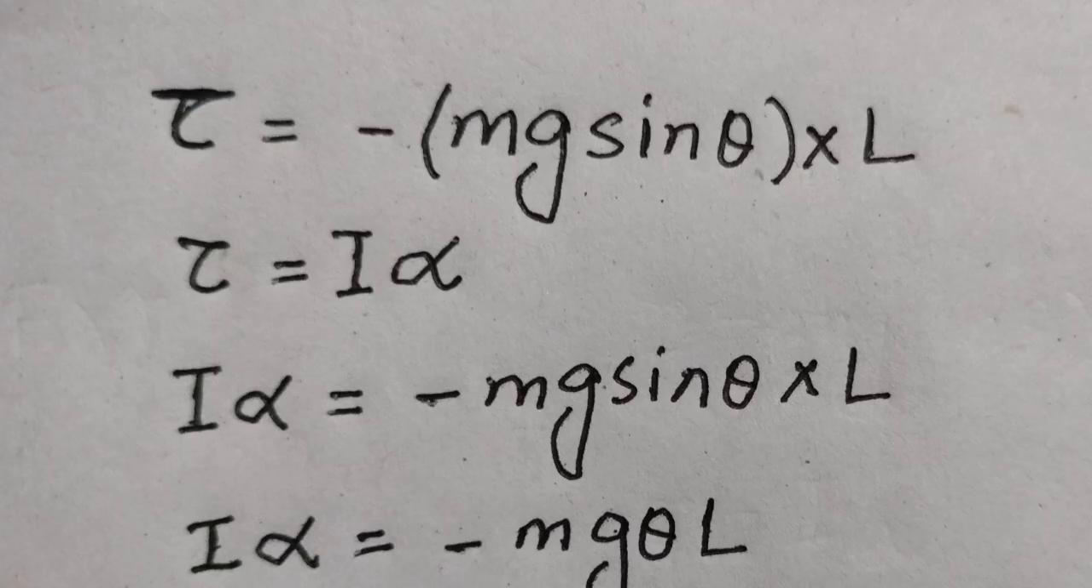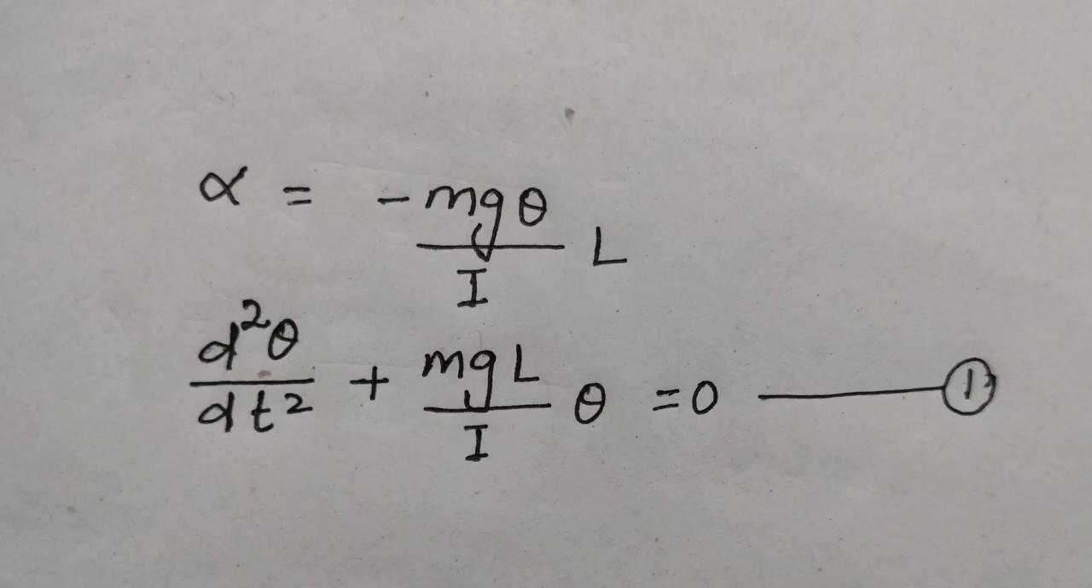Torque acting on the pendulum is equal to tau. Tau is equal to minus mg sin theta into L, but tau is equal to I alpha. So I alpha will be equal to mg sin theta into L. Since theta is small, I alpha is equal to minus mg theta into L. So you can write I alpha is equal to minus mg theta into L.